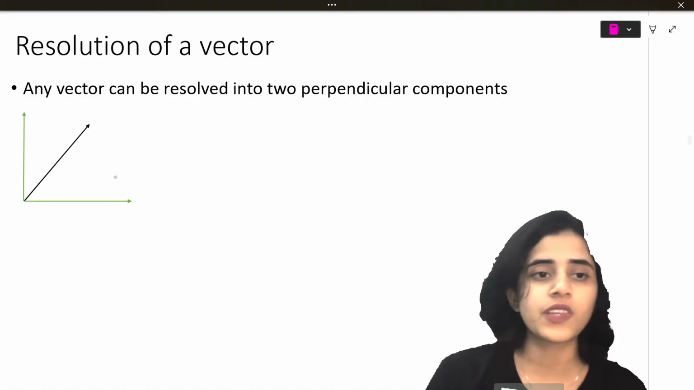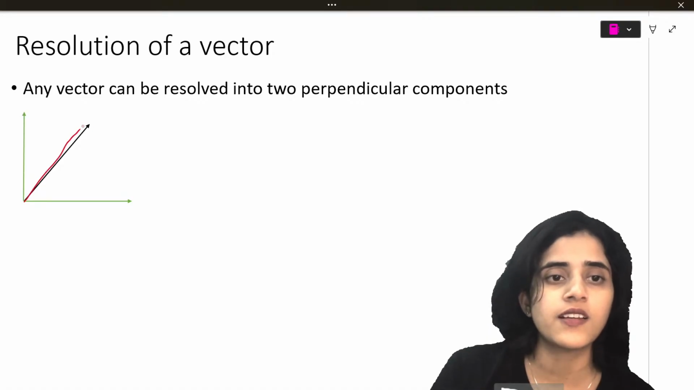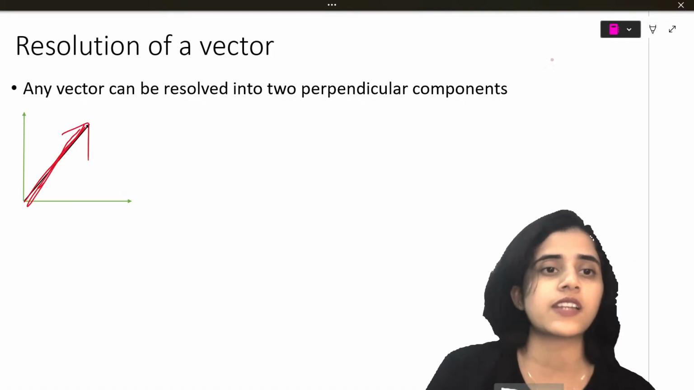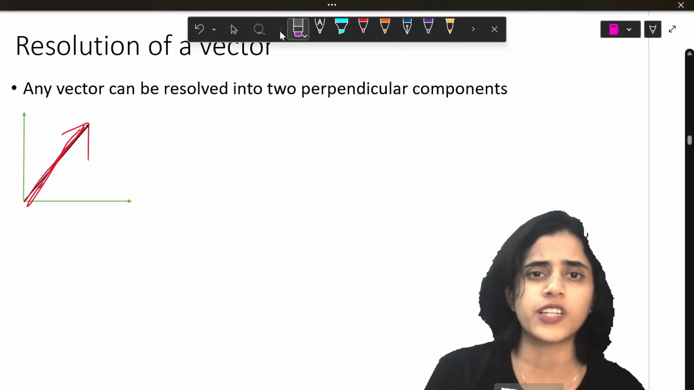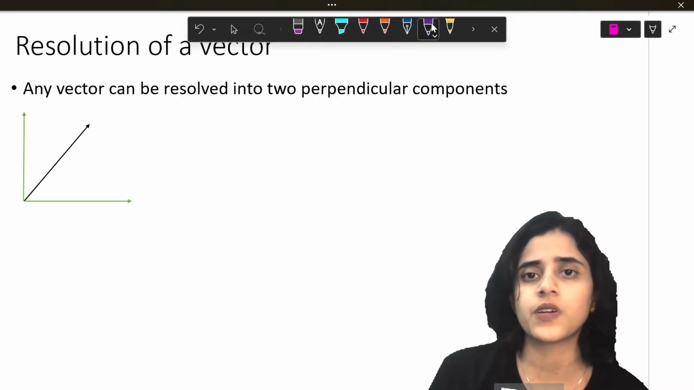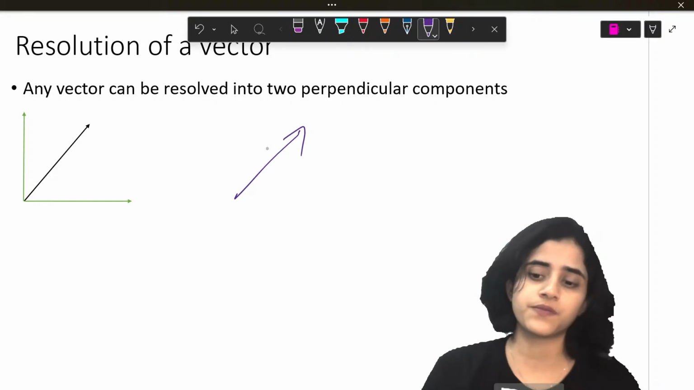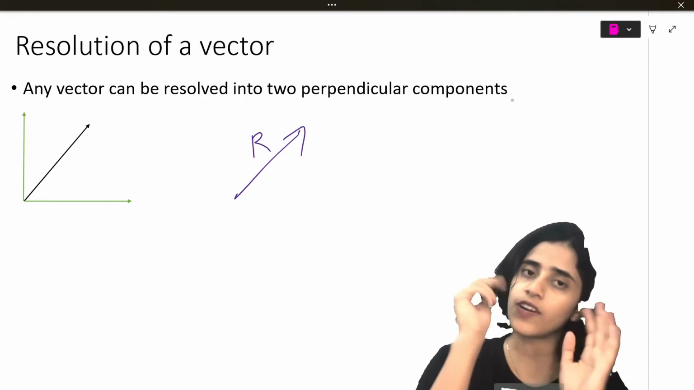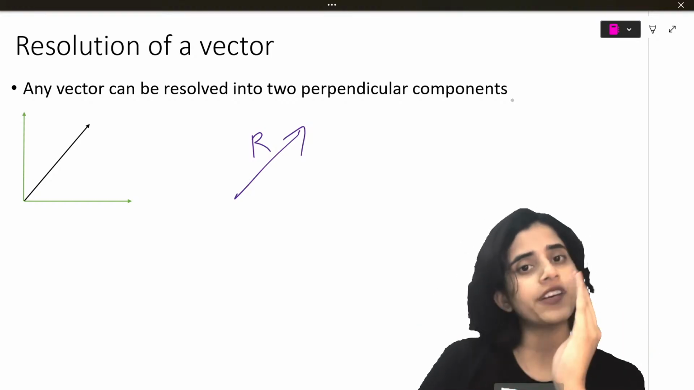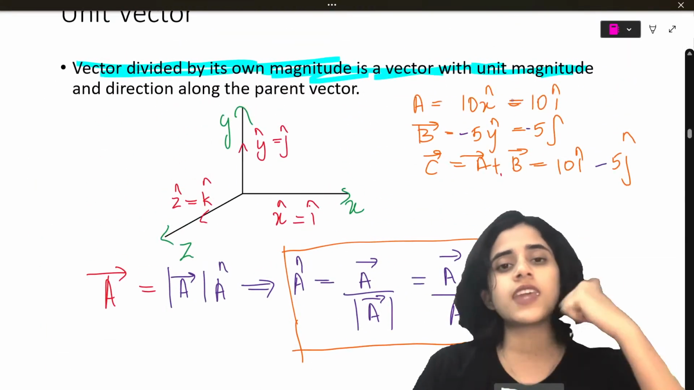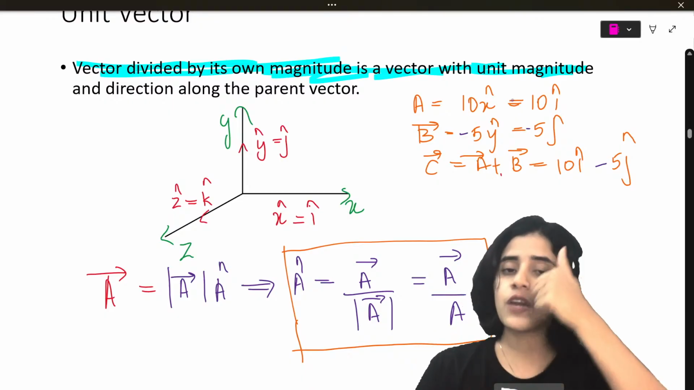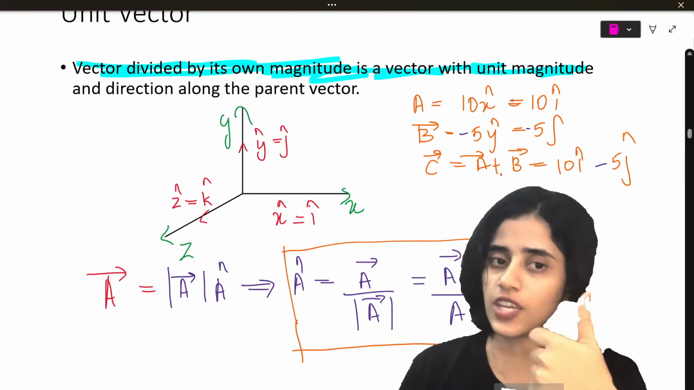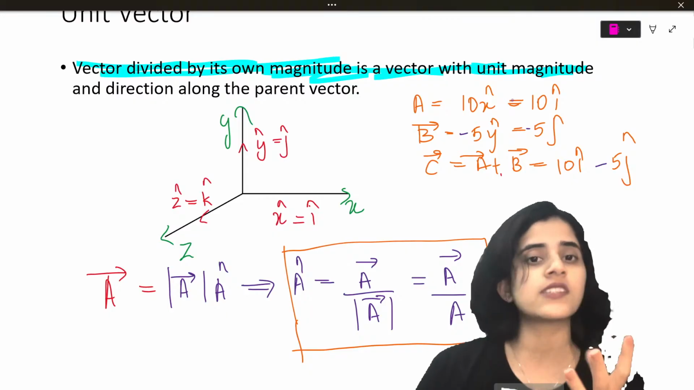So let's say you have a vector. Let's say this arrow is my vector R. I have a vector R. Now, I already taught you here that if it's along the x direction, it's x cap. If it's along the y direction, it's y cap or j cap. If it's along the z direction, it is k cap.